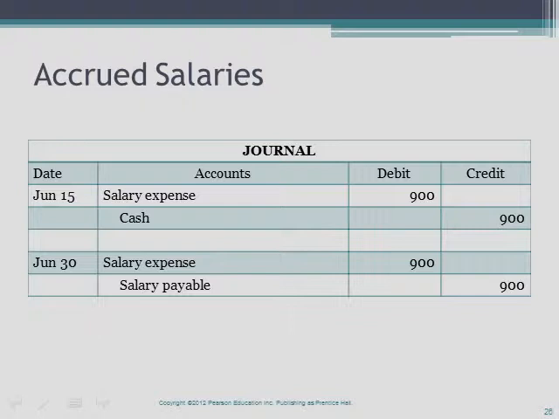And then we hear that, well, on July 1st, which is a day after the company closes its books for the month of June, the company pays its employees. But that means on June 30th, the company owes the employee $900, and so we still record the expense because they worked the effort during the 16th of June through the 30th, but because we aren't paying it, we accrue it, and the expense is reflected in the salary payable account.